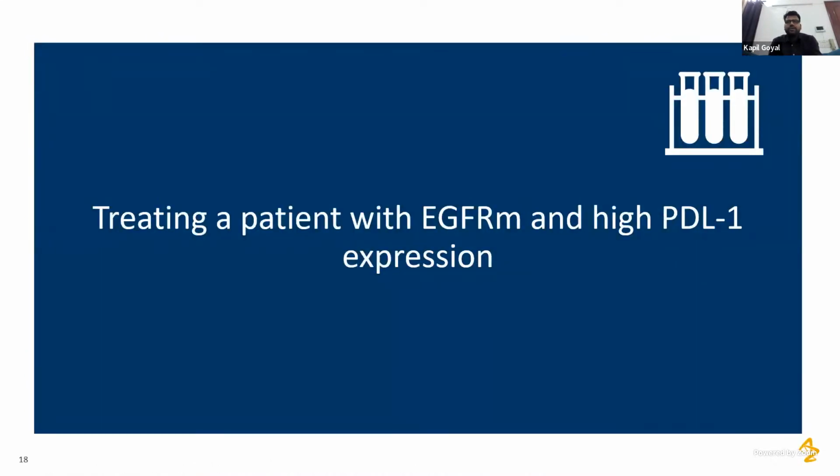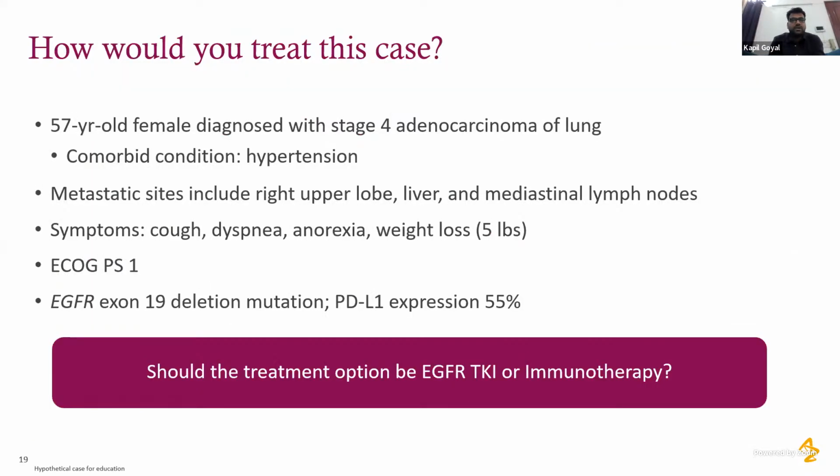Now coming to the next topic, treating a patient with EGFR mutation and high PD-L1 expression. A 57-year-old female diagnosed with stage 4 adenocarcinoma of the lung with the comorbid condition of hypertension. Metastatic sites include the right upper lobe, liver, and mediastinal lymph node, that is, metastatic disease at baseline. Symptoms were cough, dyspnea, anorexia, and weight loss. ECOG performance status 1, EGFR exon 19 deletion mutation was found, and PD-L1 expression was 55%. Should the treatment option be EGFR TKI or immunotherapy?